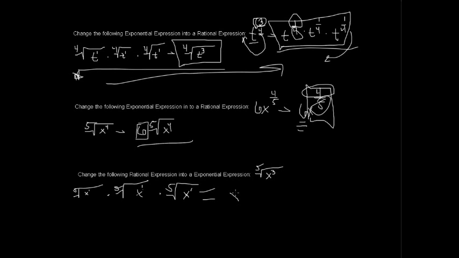You've got your variable, which will always be right here at the bottom. Then you take your exponent that was inside the radical and make it the numerator of an exponential fraction. You take this number and make it the denominator of this fraction.